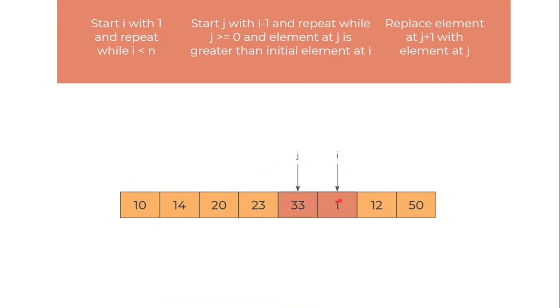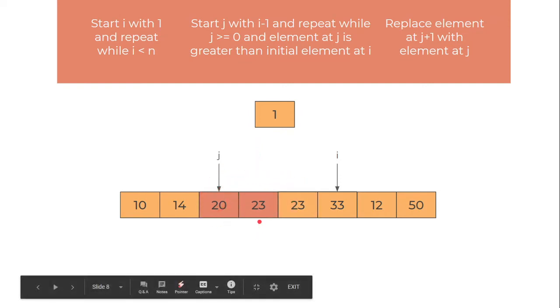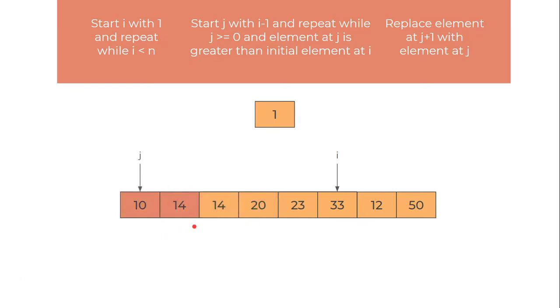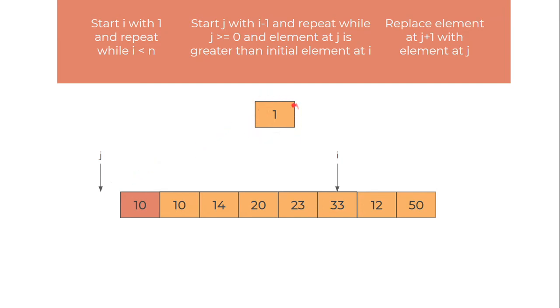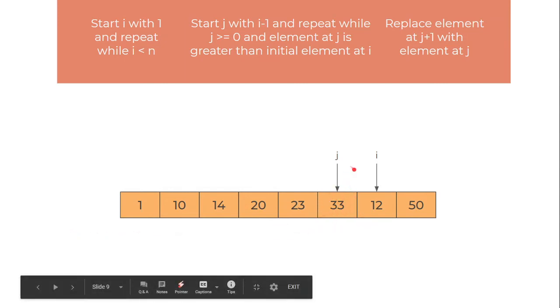Now we save the initial value of I as 1. 33 is greater than 1, so place the value of j at j plus 1. Move j back. 23 is also greater, so place the value here. 20 is also greater. 14 is also greater. 10 is also greater. And finally we have j less than 0, so we place the value of initial I at j plus 1. Now all the elements until 33 are sorted, right?